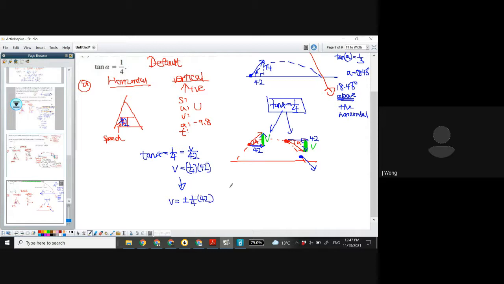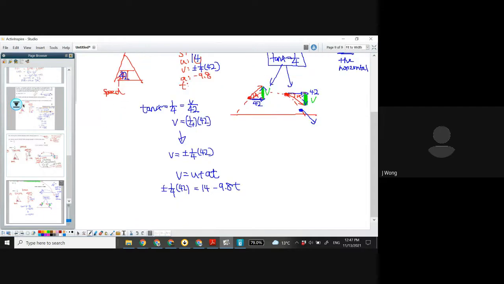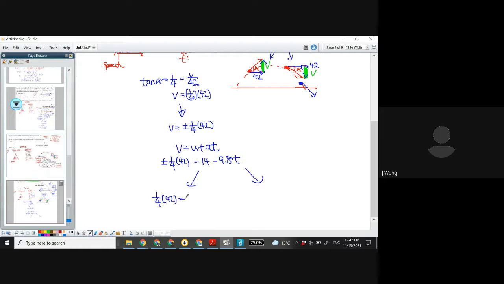Therefore you could use this as your final vertical component, where I'm going to put it down here right now, positive a quarter times 42, where the rest doesn't change. These are all the default settings, if you remember. So to solve the problem, I'm just going to do V equals U plus at. So I have positive a quarter times 42, and then minus 9.8t. I'm going to separate into two avenues now, one as positive, another as negative, and finish it off.